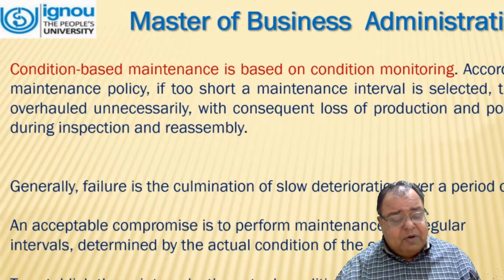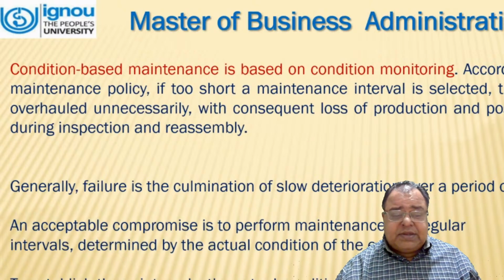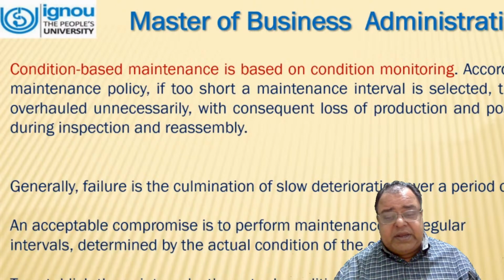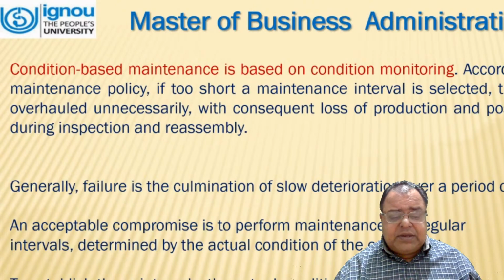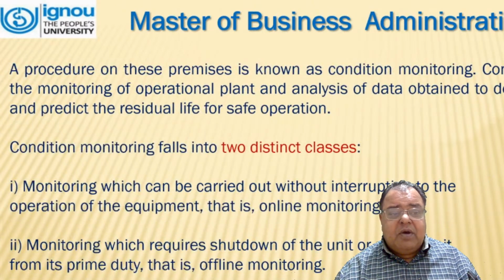According to a time-based maintenance policy, if too short a maintenance interval is selected, the machine may be overhauled unnecessarily, with consequent loss of production and possible human errors during inspection or reassembly. Generally, failure is the culmination of slow deterioration over a period of time. An acceptable compromise is to perform maintenance at irregular intervals, determined by the actual condition of the equipment. To establish these intervals, the actual condition as well as the trend of deterioration over a period of time must be known. A procedure on these premises is known as condition monitoring.